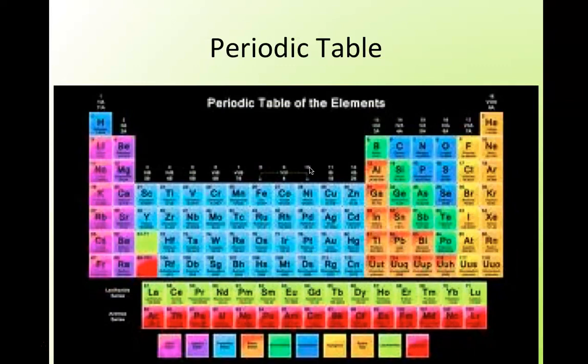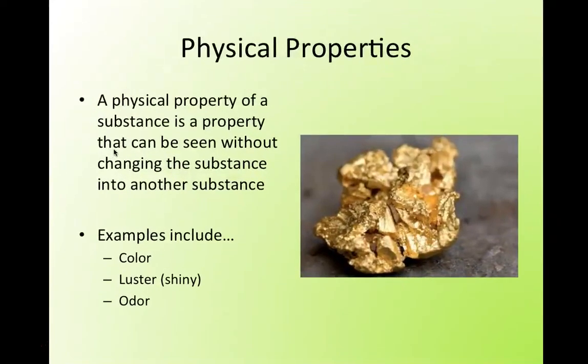This is just another periodic table kind of blown up a little bit bigger. And just to reiterate, all of these substances are pure substances. They're going to have the same composition and the same chemical properties throughout. So first, let's look at a physical property. A physical property of a substance is a property that can be seen without changing the substance into another substance.